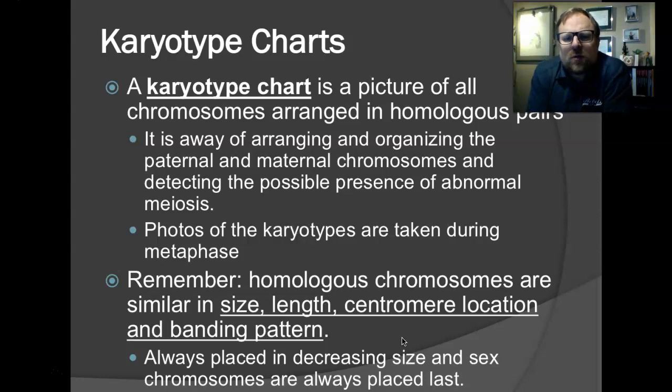So it arranges and organizes the paternal and maternal chromosomes and helps us to detect the possible presence of abnormal meiosis. Photos of the karyotypes are taken during metaphase. So they find a cell, or several cells, that are in metaphase, take a picture of it, and then cut the picture up and arrange the chromosomes according to banding pattern, size, length, centromere location, etc. And they're always placed in decreasing size, with the sex chromosomes always placed last.